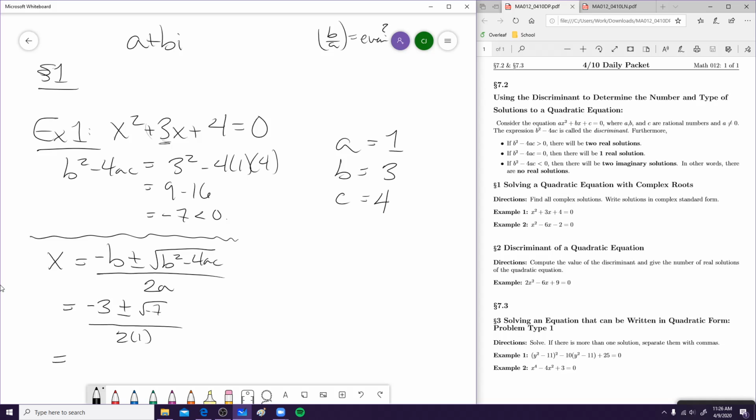So now, what do we know? If there is a negative under our radical, what does that mean? We're going to pull out an i, and then 2 times 1 is 2. Let's bring our work up here.